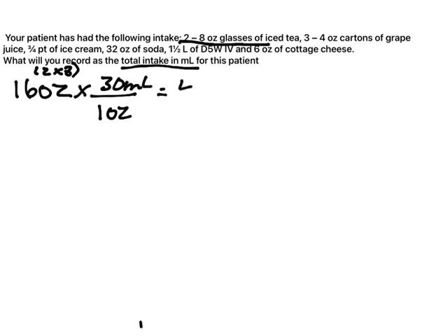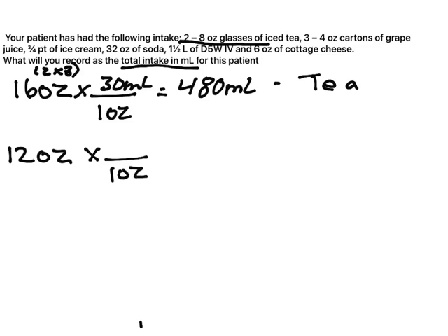So 16 times 30 will give us 480 mLs. All right, so that is the tea. So next, the patient had 3 4-ounce cartons of grapefruit juice. So 3 times 4 is what? 12. So this patient had 12 ounces of grapefruit juice. We're going to do the same, convert it. 1 ounce is 30 mLs. Multiply 12 times 30. That's going to give us 360 mLs. So that's our grape juice.